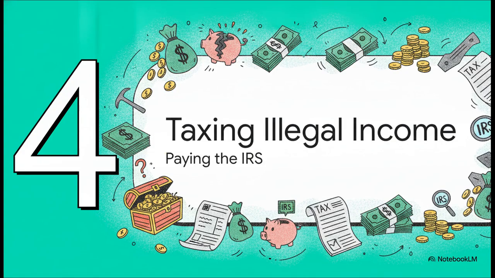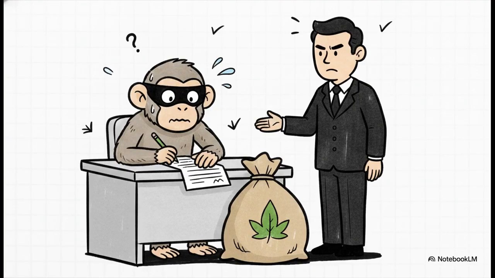Section 4. Taxing illegal income. Believe it or not, the IRS absolutely expects you to pay taxes on your stolen leaves. It really doesn't matter if you earned your wealth legitimately or by robbing a bank, the tax man always wants his cut. But of course, there's a bit of a catch here. The IRS doesn't actually require our monkey to literally write bank robbery on his annual tax return. Instead, illegal leaves are simply supposed to be reported under the incredibly vague category of other income.